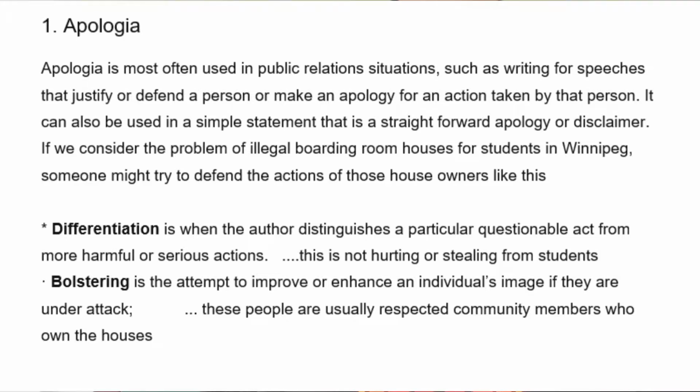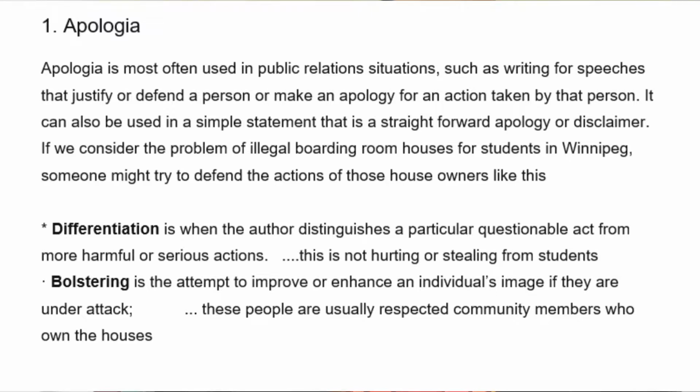If someone writes speeches or gives speeches for a special problem in society, sometimes we have community leaders who use apologia. And what it can mean in a simple way is that someone defends something. He gives a kind of defense for something in the society. So it can be in a straightforward apology or a disclaimer.